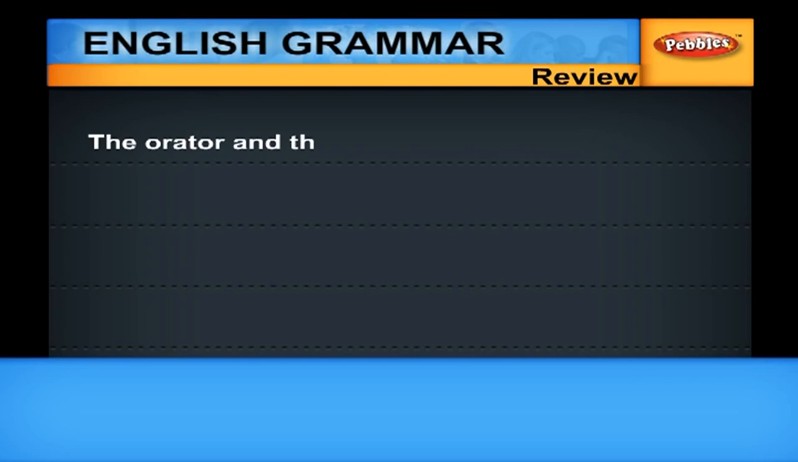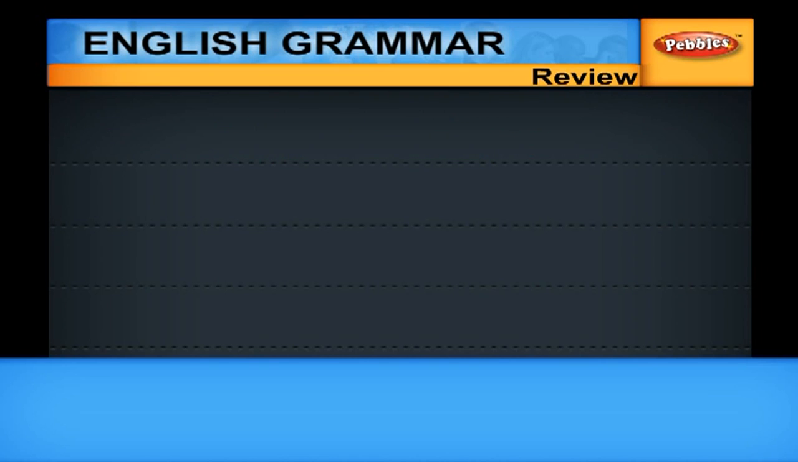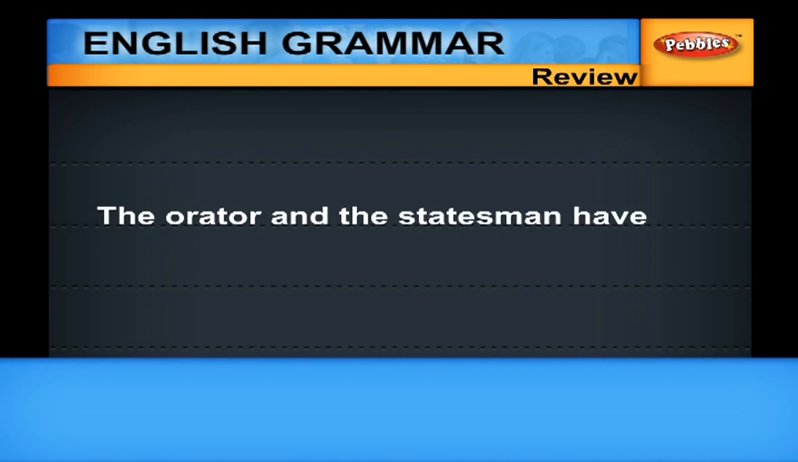The orator and the statesman has left the party. Here, the indicator, two articles, indicates that there are two persons. The orator is one person and the statesman is another person. So you have to say, the orator and the statesman have left the party.